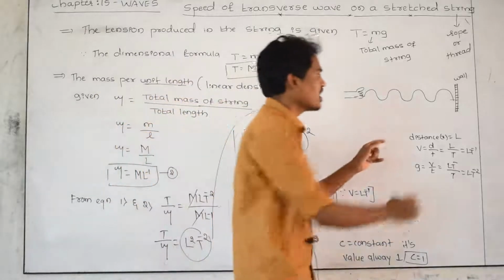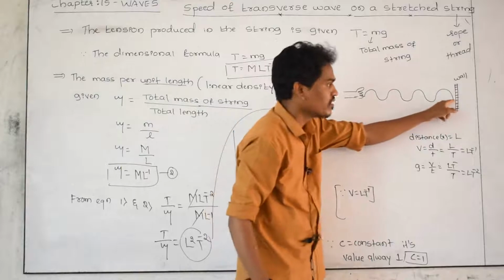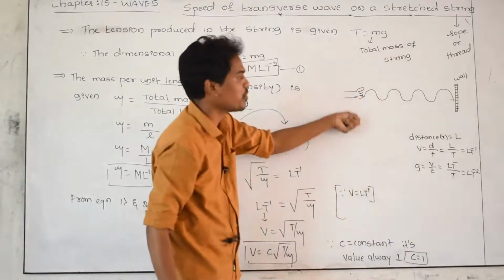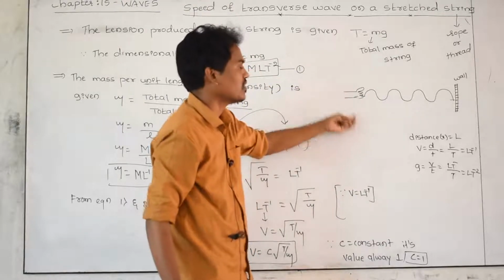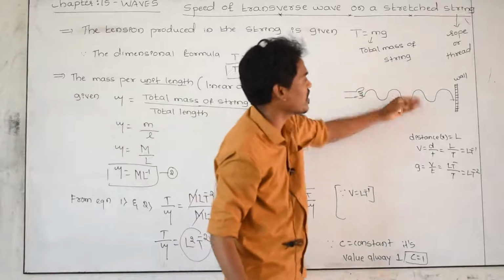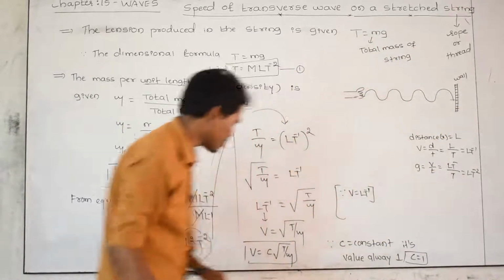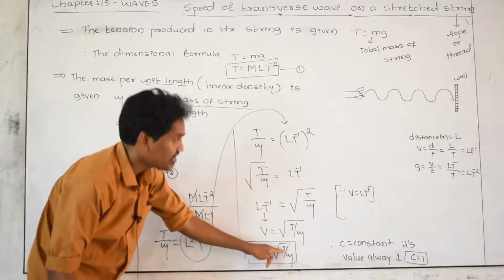What is going on here? This is the wall, this is the rope, this is your hand. One end of the string is attached to the wall and the other end is in your hand. If you give a jerk up and down to the rope, then a wave is produced in the string or rope, and its speed can be calculated by using the formula v is equal to c into root of T by mu. What is T?